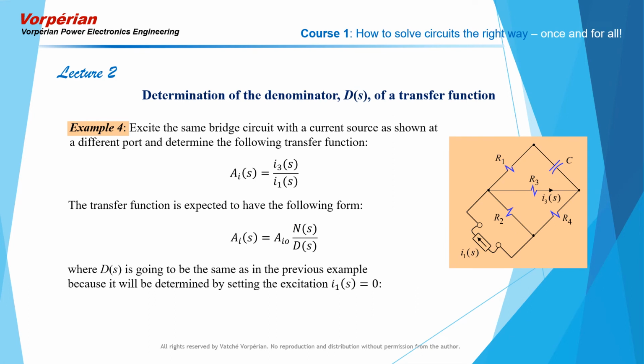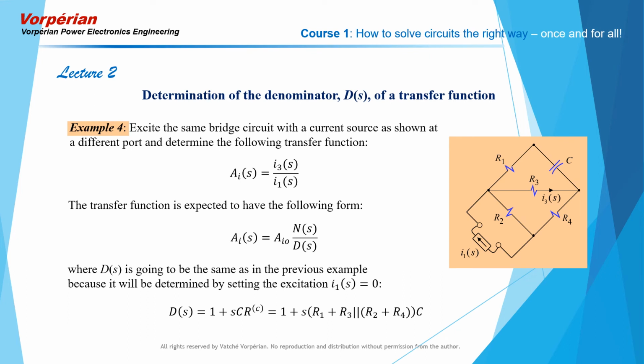We are now going to excite the same structure by applying a current source across a different branch of the circuit, in this case across R2, and determine the current gain I3 to I1 of s, where I3 is the current flowing through R3. This transfer function is expected to have the same form as all the others, a constant appearing up front, followed by the same denominator that we have determined so far, because when we set the excitation equal to 0, we recover our original circuit. And then we have a numerator N(s), which we're going to be determining in our next lecture.